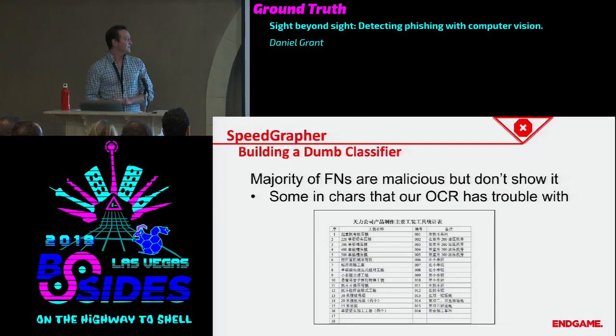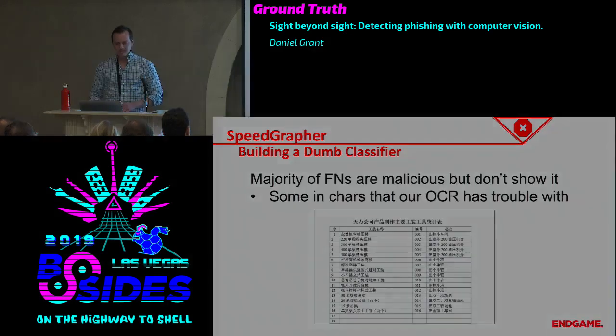And also, the majority of the false negatives are malicious, but don't really show it. So we're doing a computer vision application. Some things aren't applicable for computer vision. This has to be part of a layered mechanism. You can't just depend on one thing. That's usually a tenet all the time. So some of these just don't look bad. Some are in characters that our OCR has trouble with. We didn't really do much configuration on the OCR. We could revisit this when we decide to, but a lot of Asian characters just don't show up for us. I think we were just using a Latin character set or something.